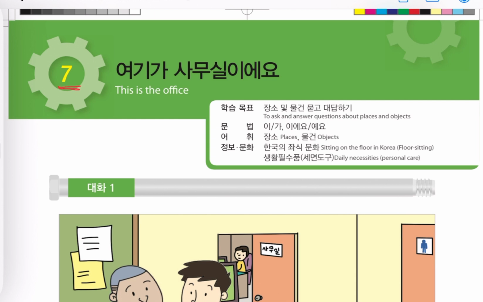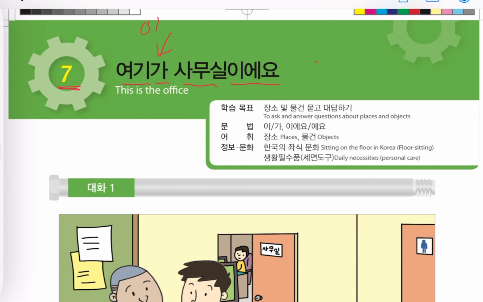여기가 사무실이에요. Yogi ga samushil. Yogi is here. Ga is actually a Korean particle, and if your last letter is a vowel, then you will attach ga. If the last letter of your word is a consonant, then you will add i. Samushil is office and 이에요 is to complete the sentence. So yogi ga samushil 이에요.